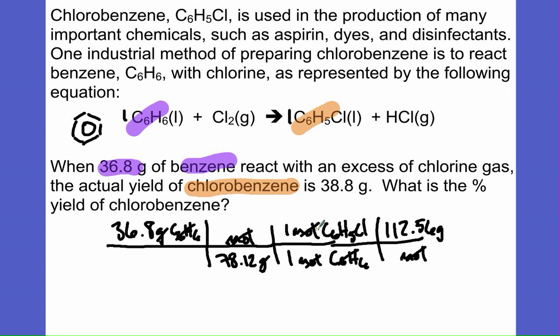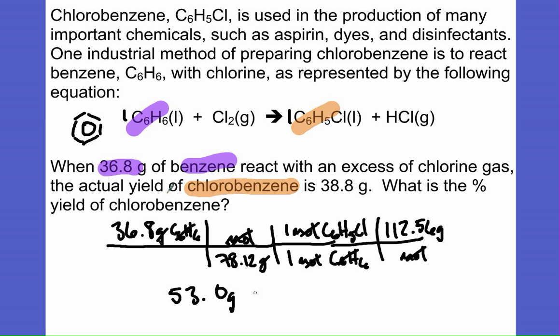So then I just need to multiply and divide, and this should give me a theoretical answer. So 36.8 times 112.56, and then I divide by that 78.12. So in theory, I should be able to make 53 grams of that chlorobenzene. Now I need 3 sig figs, so I should round that more appropriately. It's actually 53.0 grams of that chlorobenzene.